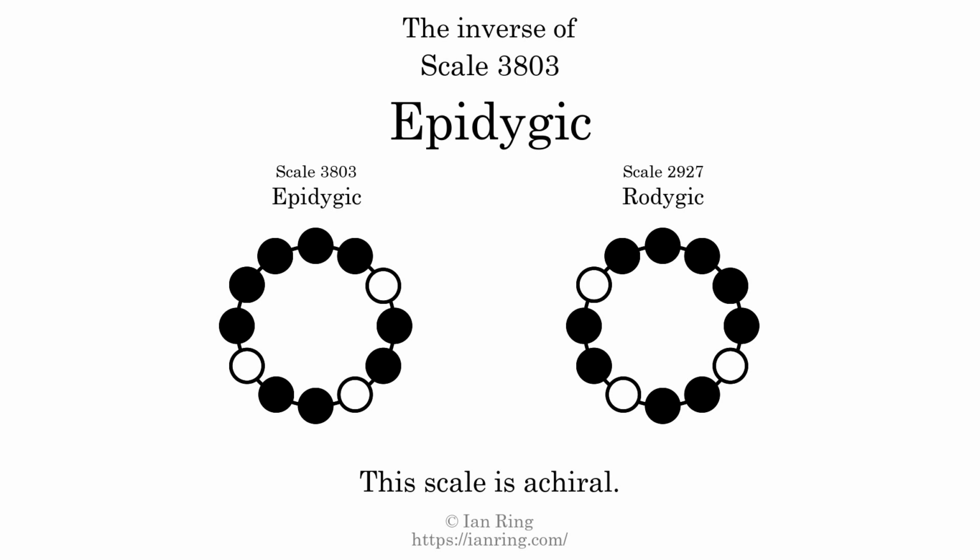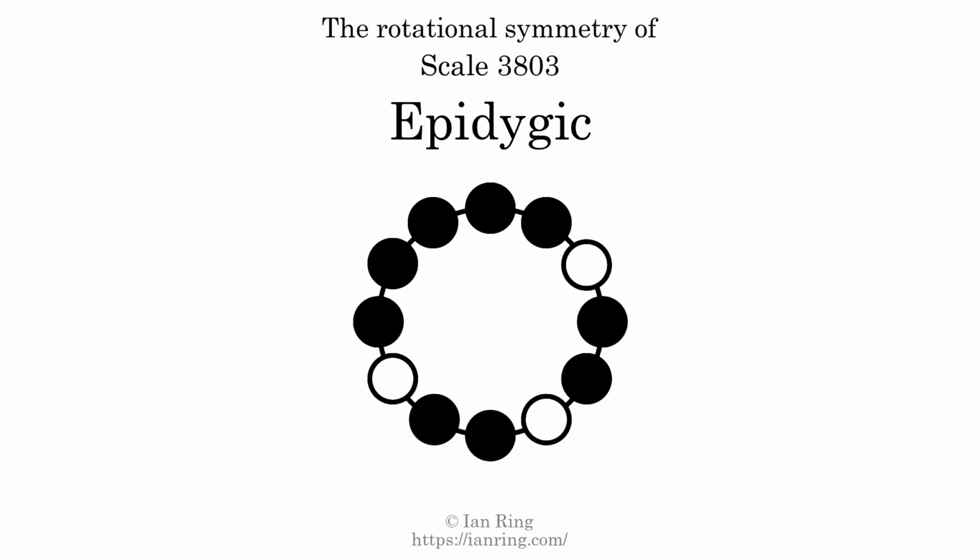The inverse of a scale is a mirror image. It is what you get when the sequence of intervals is reversed. The inverse of this scale is scale 2927, also known as Epidygic. This scale is achiral, since it can transform into its own reflection by a rotational transformation. This scale has no rotational symmetry.